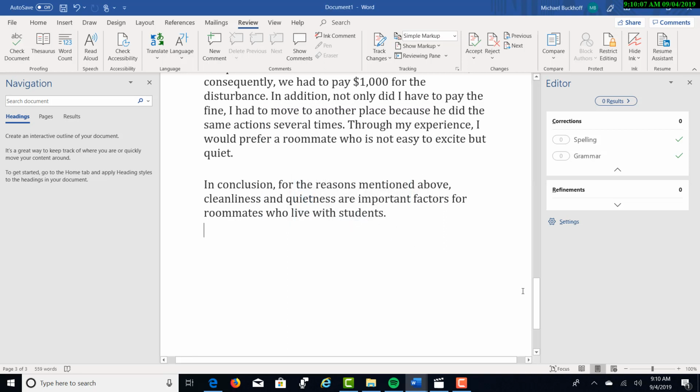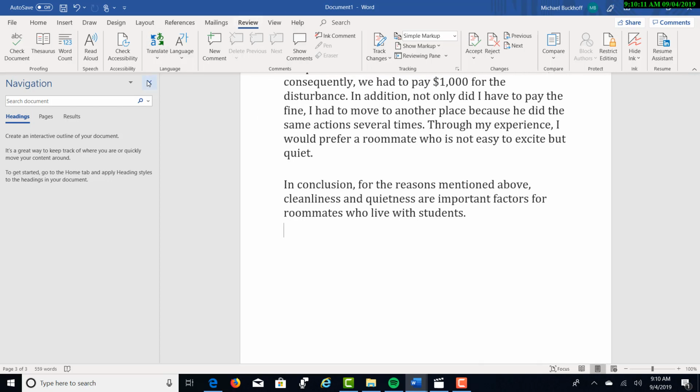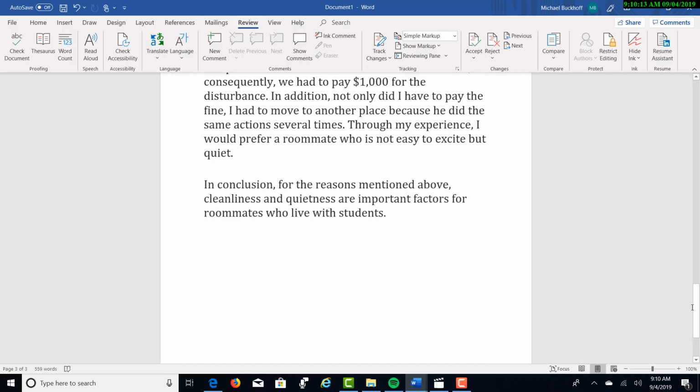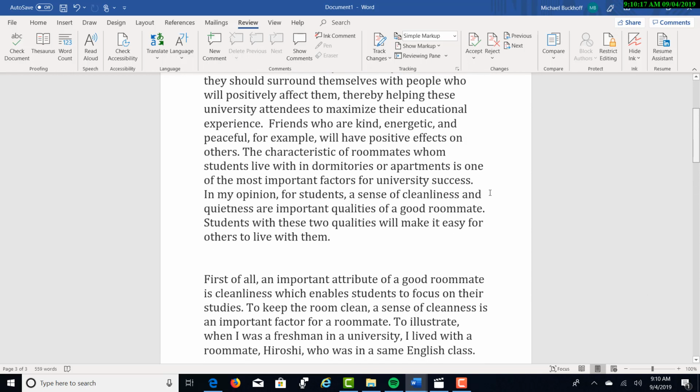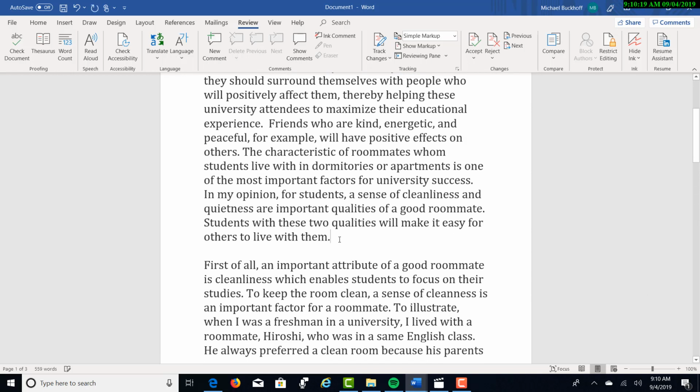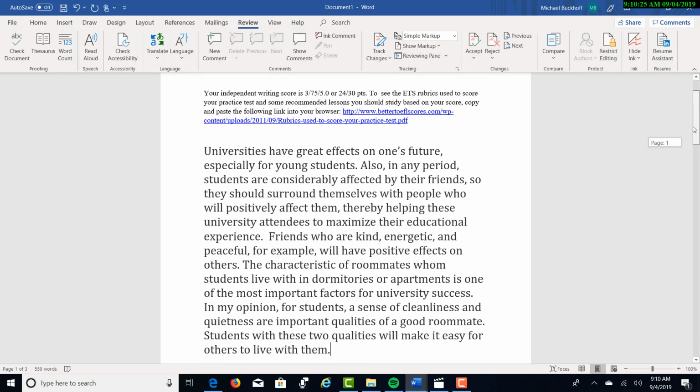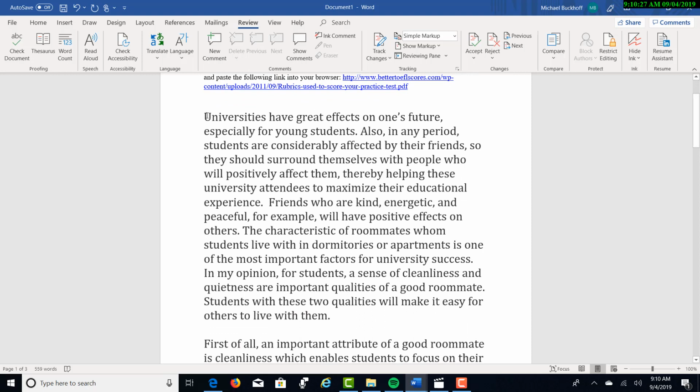So let's read over the essay one more time. And then I'm going to give you an idea of some things that you can study at my website or somewhere else to improve your writing. So this is the most important part of this. So let's look again, first paragraph.